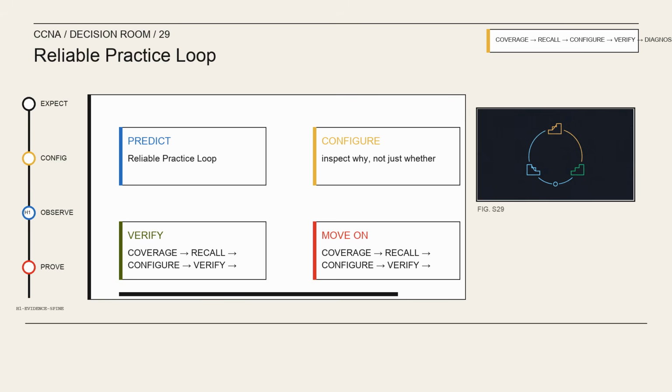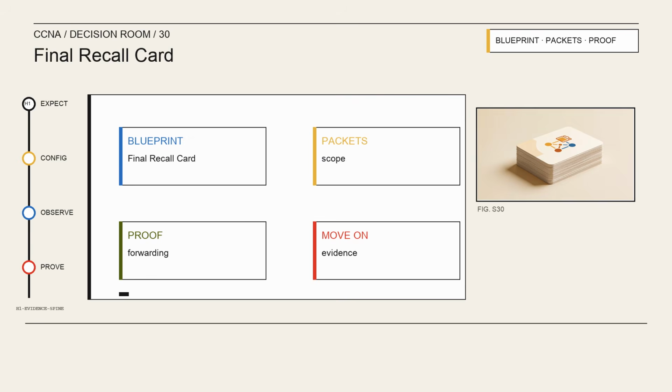Your final recall card is 3 words: blueprint, packets, proof. Blueprint. Cover every V1.1 objective at the verb depth Cisco uses.